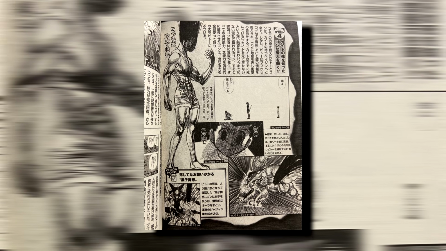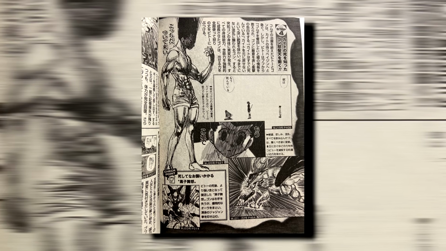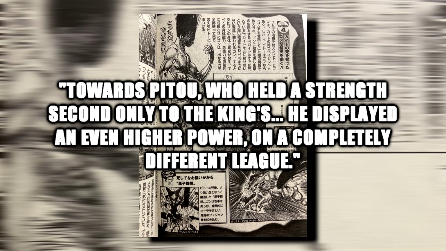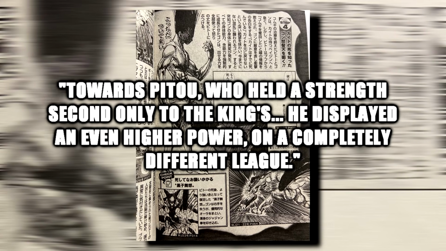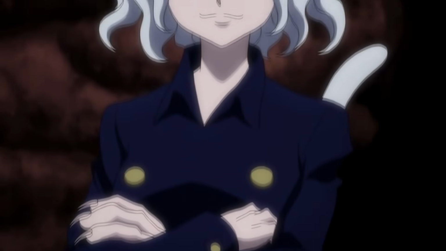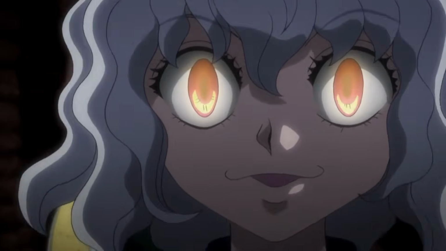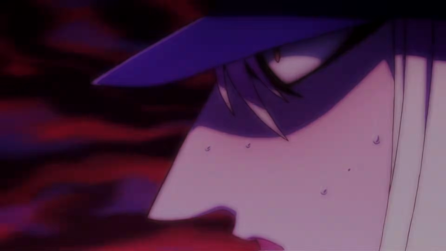Now, while these pages say a lot, this one in particular is my favorite line on the Adult Gon page, which says, towards Pitou, who held a strength second only to the king's, he displayed an even higher power on a completely different league. Not only does this state that Pitou is the strongest royal guard, but it also states that Pitou might just straight up be number 3 in the entire series, behind Meruem and Gon, obviously.